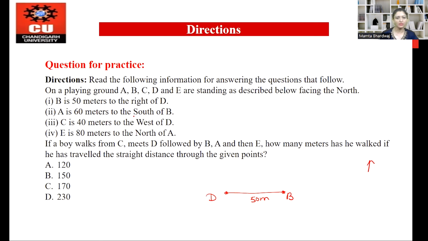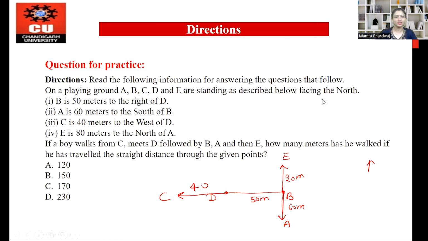A is 60 meters to the south of B. South of B, 60 meters, here is A. C is 40 meters to the west of D. So west of D is this, and C is here, 40 meters away. And E is 80 meters to the north of A. So this is 60 plus 20 meters.